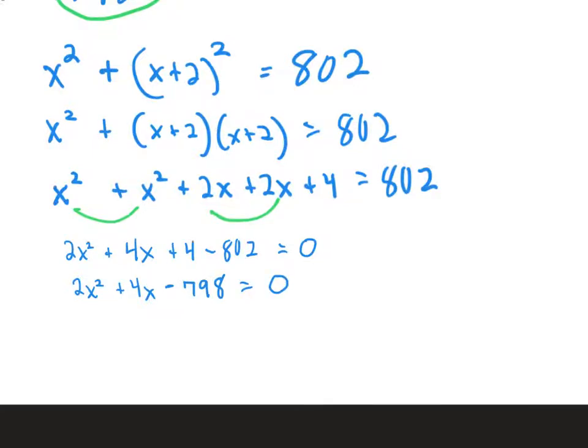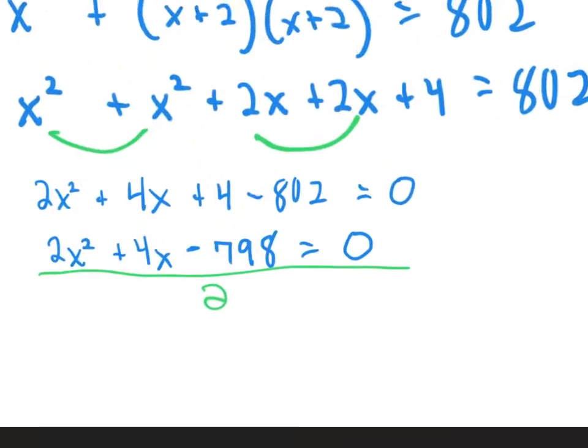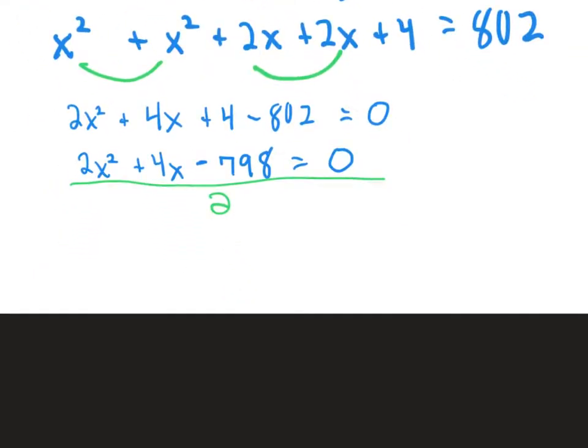Equals 0. And one thing you can do here to make this a bit simpler is just to divide everything by 2. Then you're left with x squared plus 2x minus, what would that be, 399, equals 0. And then you can try to factor that if you want. Maybe a quicker way to go, we'll do an example of the quadratic formula here. So the number in front of x squared would be your a, the number in front of x would be your b, and this last number here would be your c.